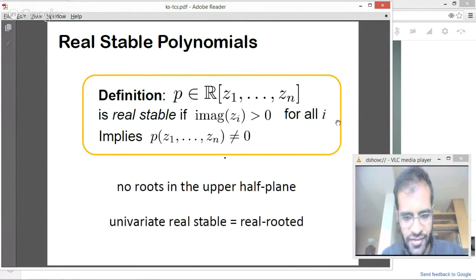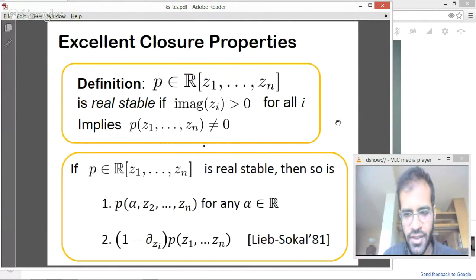Now, here are some very preliminary things to notice about real stability. A univariate real stable polynomial is real rooted, because if you have a univariate polynomial, its complex roots occur in conjugate pairs. So if it has some non-real roots, then one of them is in the upper half plane. As I hinted at earlier, the reason we're interested in real stable polynomials is that they have amazing closure properties. This is a very strong condition, but it's closed under a lot of operations. Here are 2 operations under which it's closed.